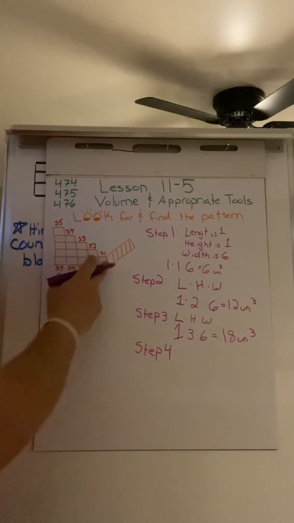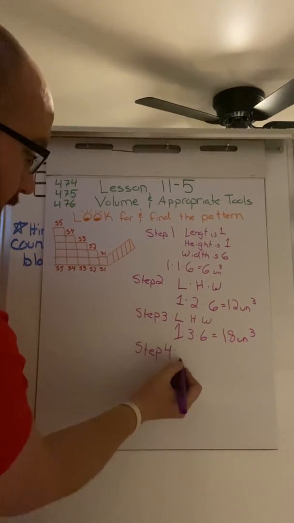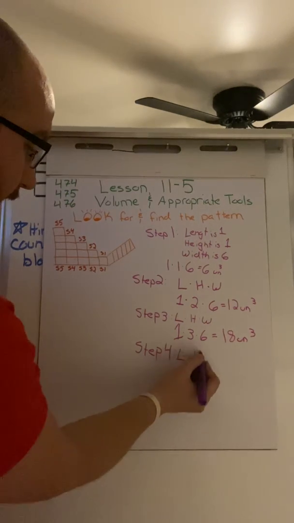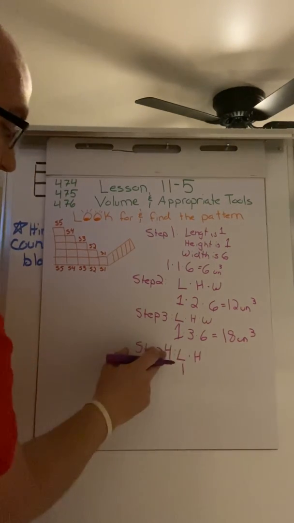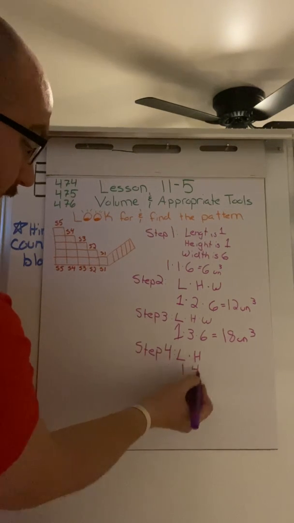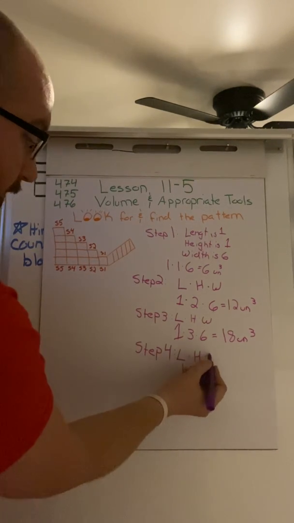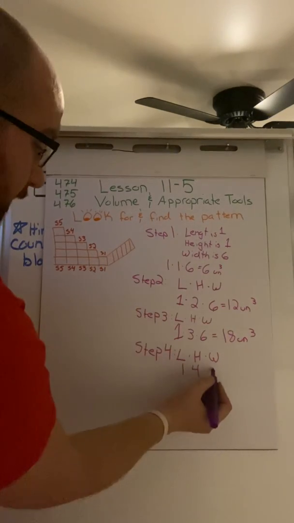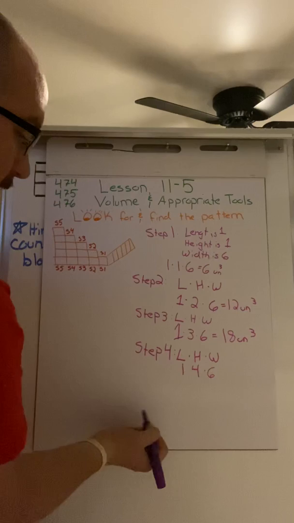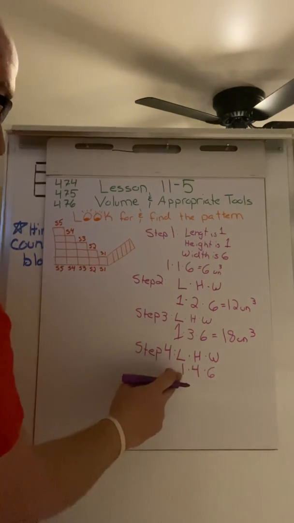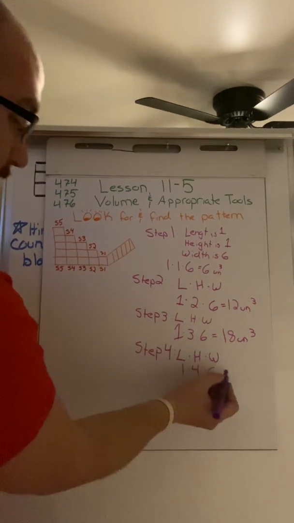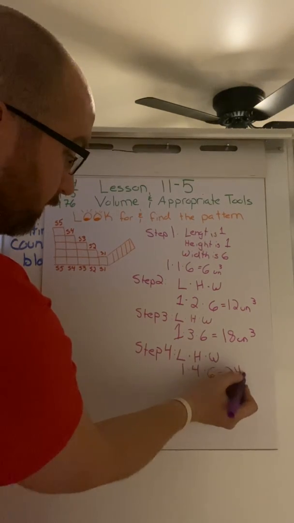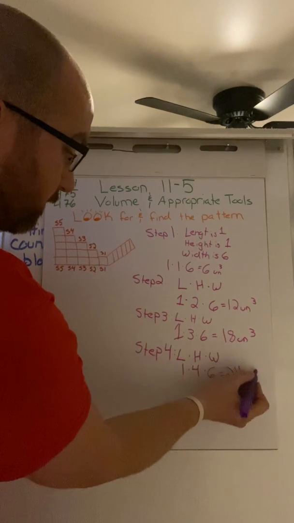Step 4, follow that same pattern. So my length is 1. My height is going to be, I'm on step 4, so my height's going to be 4. And my width, same as all the others, 6. So 1 times 4 times 6 equals 24 units cubed.